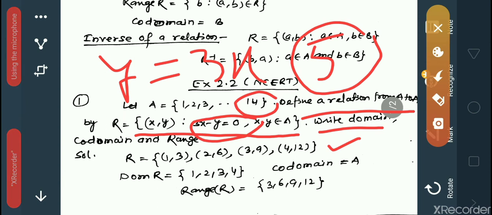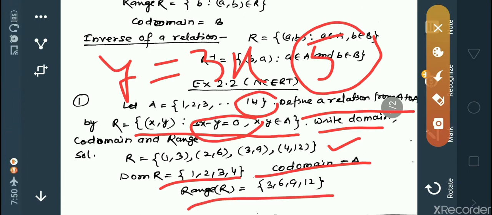So here we can define its domain. This is a collection of all the first elements, that is 1, 2, 3 and 4, and here the codomain will be A, and we can define the range as 3, 6, 9, 12. So I think this is the complete solution of this question.